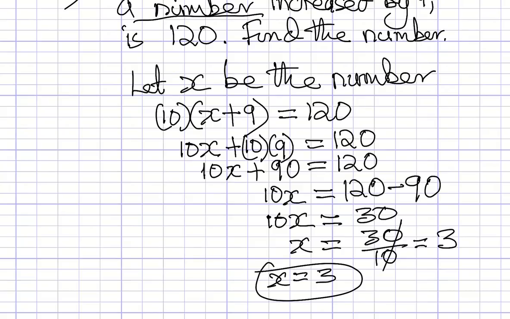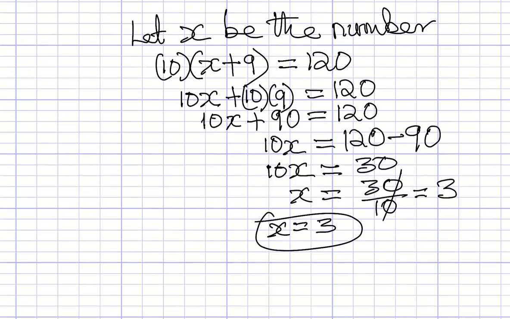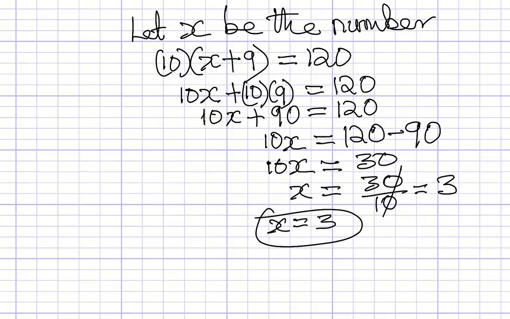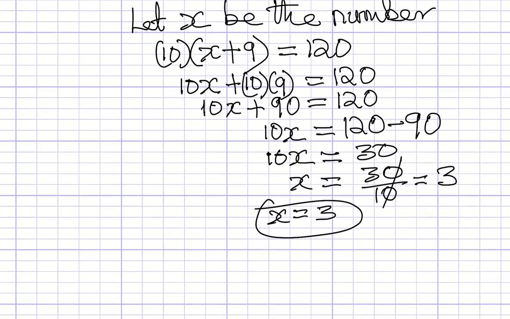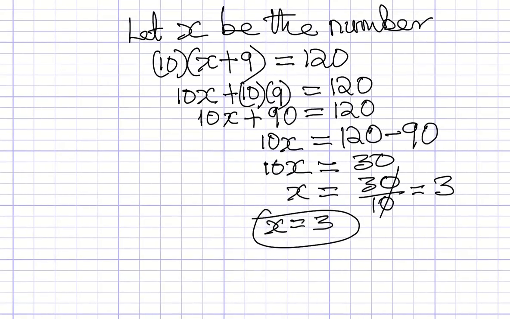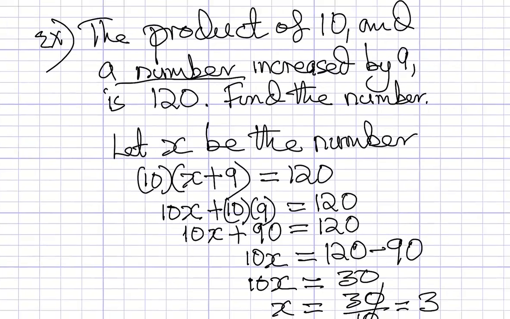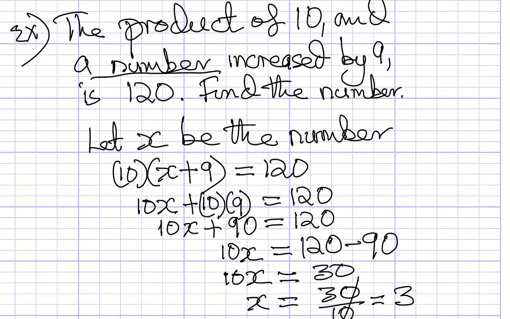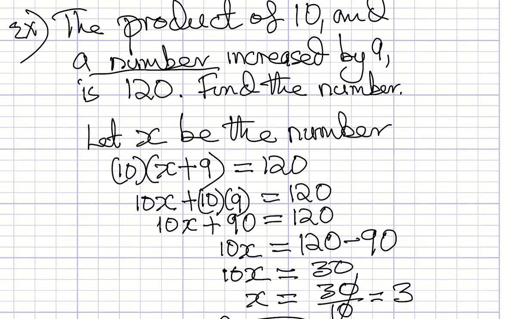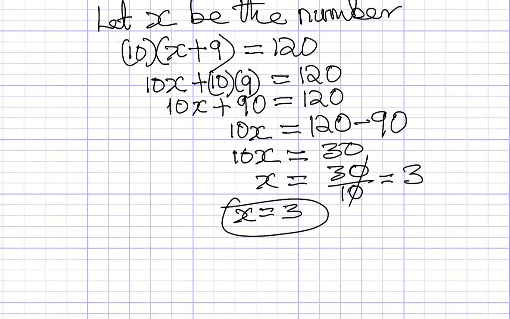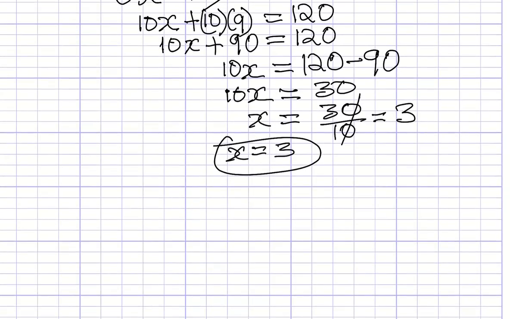That's what we got. But we're not done. We're going to do step number 5: check. You've got to check what you got. Check the x that you got. So go back and read the problem again. What I said: the product of 10 and a number increased by 9. So we got 3, and 3 is the number increased by 9.